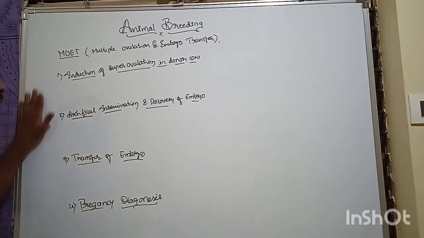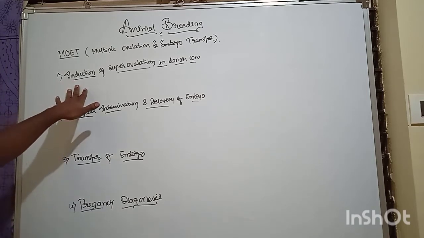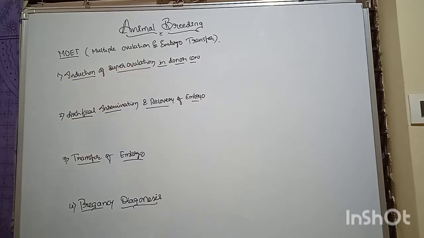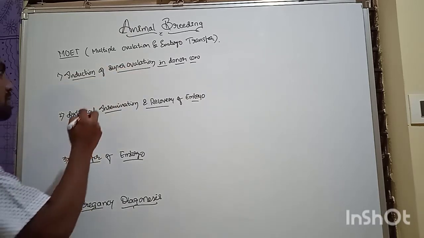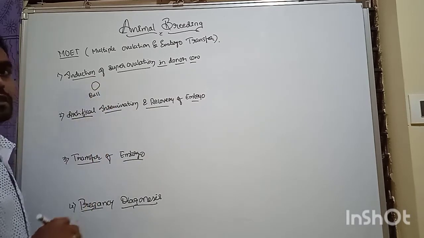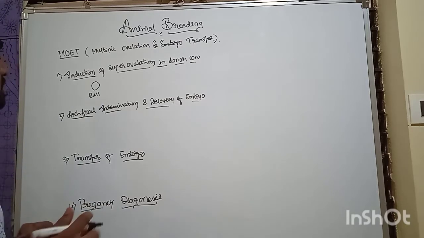Okay, here 4 steps will take place. First one, induction of the super ovulation in the donor cow. We'll see one by one. What does this mean? Assume this is the bull. A bull always produces n number of, or millions of, sperms or semen. Correct?